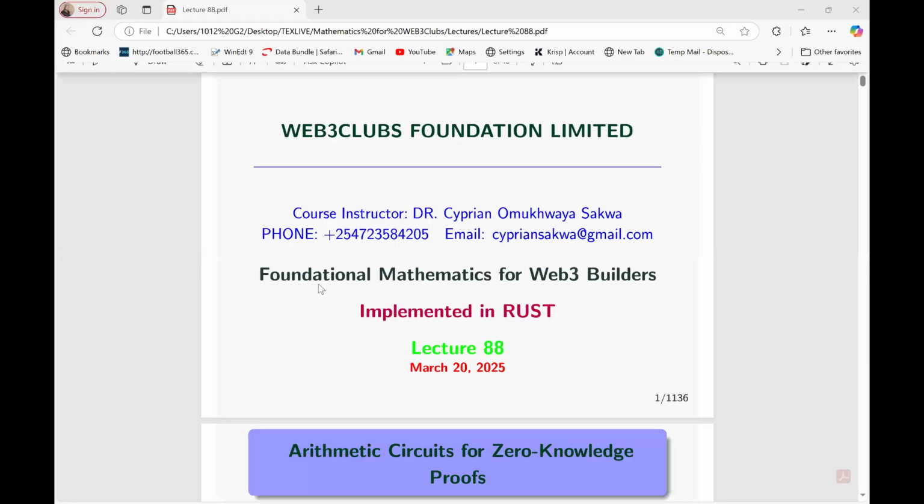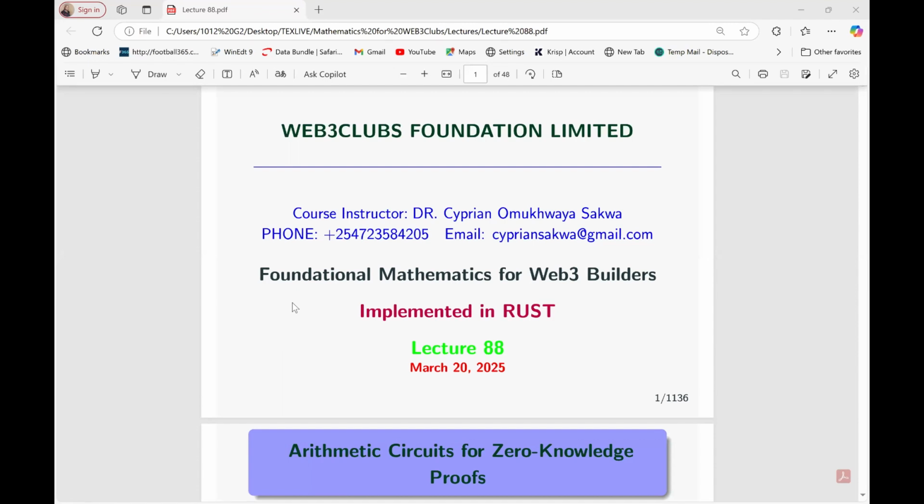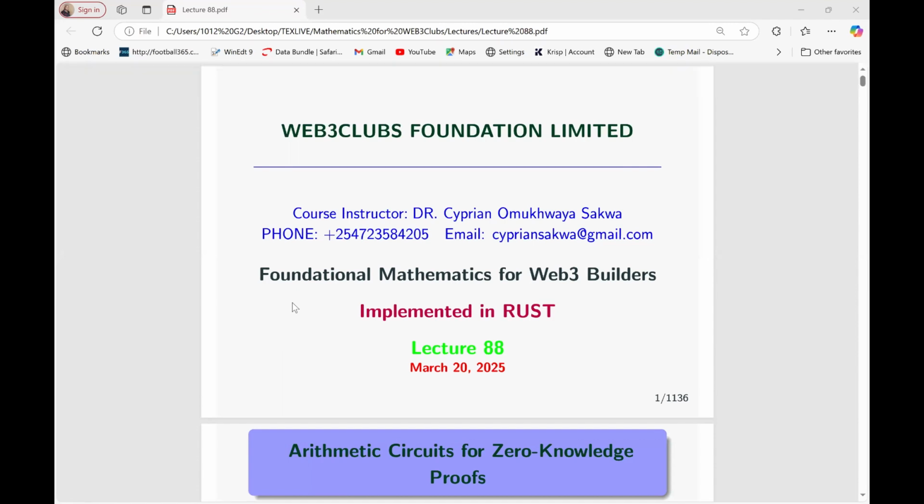Yeah, we can start our class today. I want to look at arithmetic circuits for zero knowledge proofs. I think this is the only topic we needed to cover, and then we begin zero knowledge proofs. So this is to assist us know how to write. So we'll be learning how to write circuits in zero knowledge proofs.